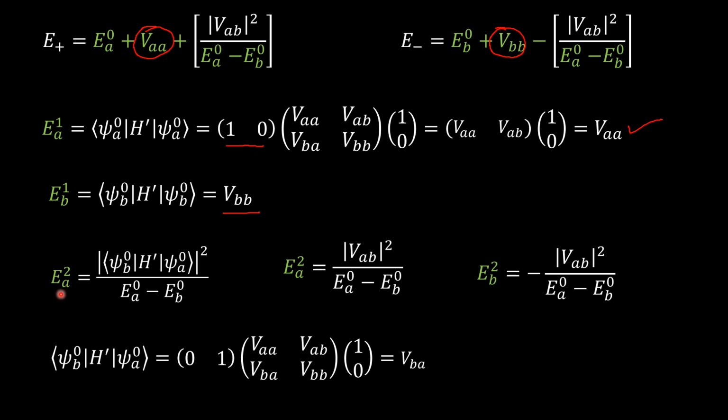We know by definition the second order energy correction E sub A2 is equal to the modulus square of the inner product of psi B0, H prime, psi A0, so we have to take the modulus square. Then what is this numerator? That is the inner product of psi B0, H prime, psi A0. Here you can remember psi A is missing, so it is 0. The bra vector is a row matrix, so 0, and B is 1. Then the H prime matrix.